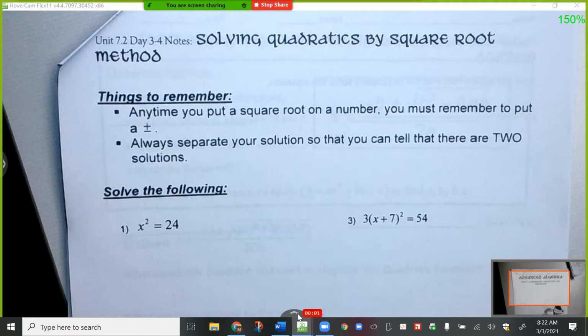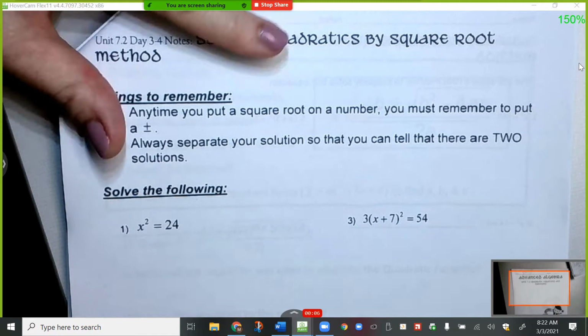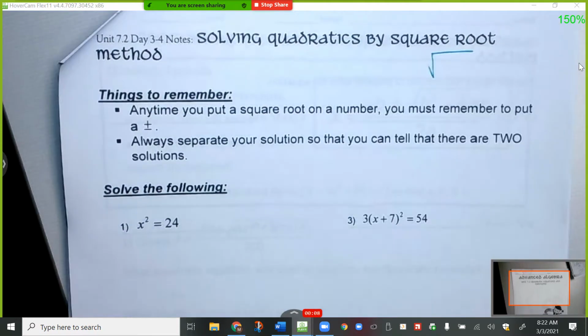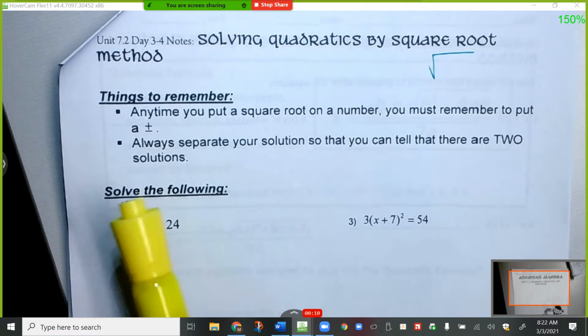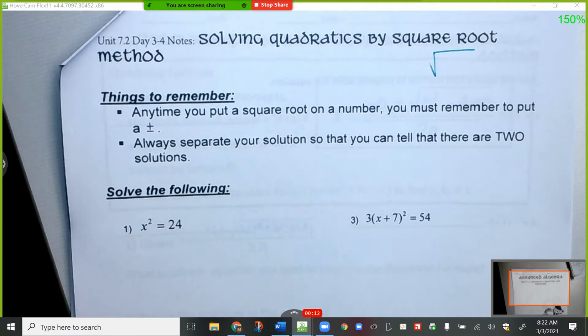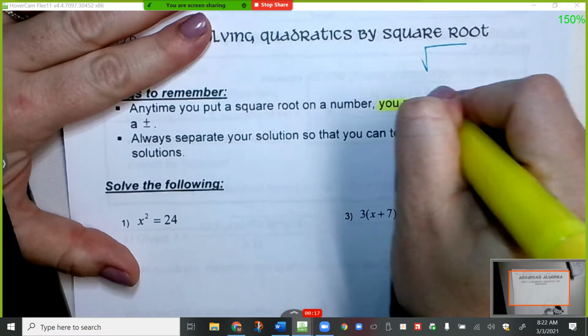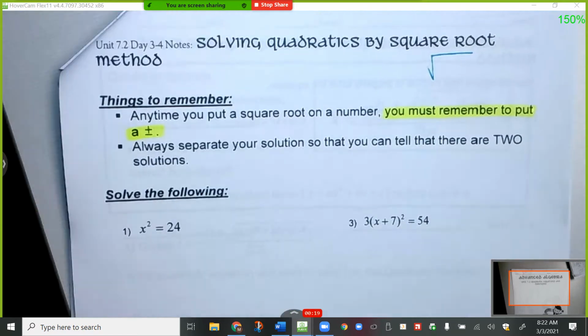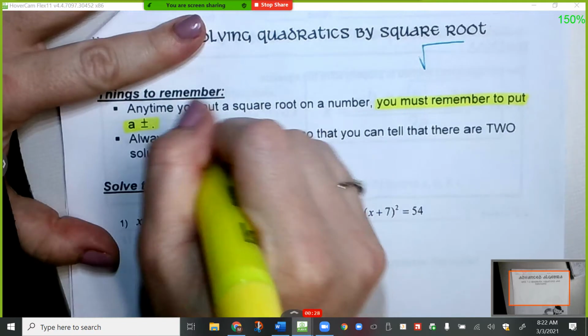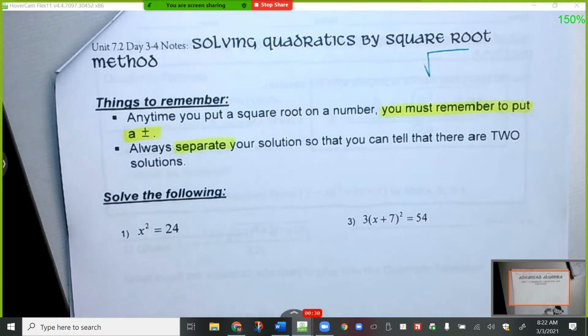Okay, we're solving quadratics by the square root method. I want y'all to realize the square root method is just when you can take a square root of both sides. Anytime you put a square root on a number, you must remember to put a plus or minus in front of it. That's super, super important to remember. Also, always separate your solutions so that you can tell there are two solutions. So please, please, please separate your solutions. Okay, so we're going to get started.